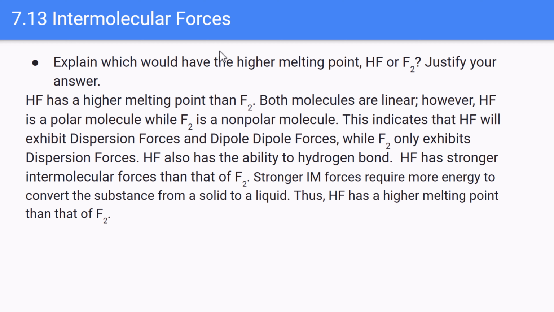So notice I provided my claim, HF has a higher melting point than F2. I then provide my evidence. My evidence is based off of the geometry, polarity, and intermolecular forces that are present. And then I wrap it up with my reasoning, which is that stronger IM forces require more energy to convert the substance from a solid to a liquid, thus HF has a higher melting point. So I utilize, again, that claim, evidence, reasoning to decipher how to go through and answer this question. It's so important that you have the ability to do that.